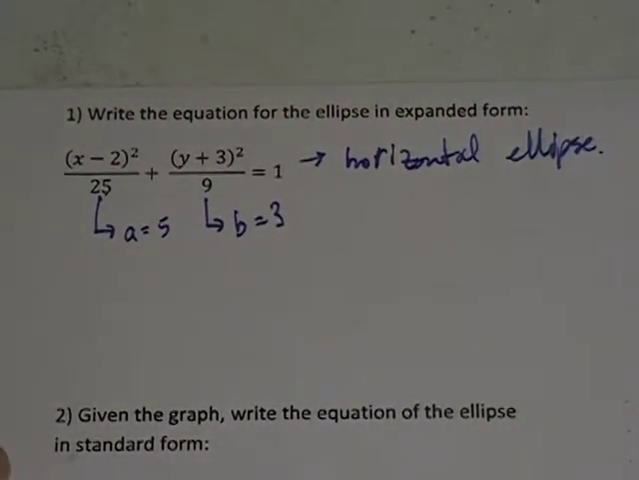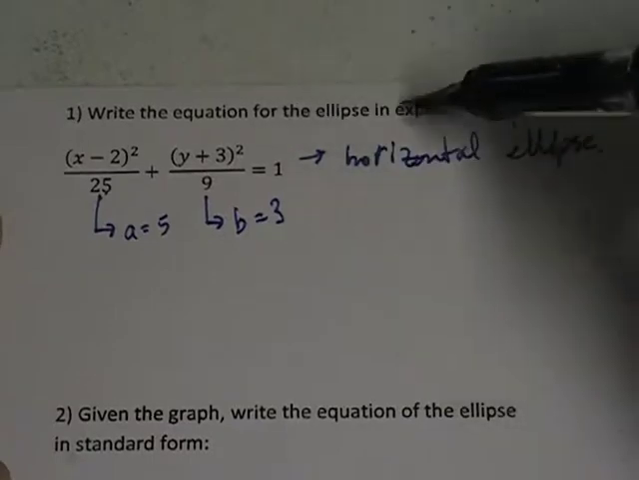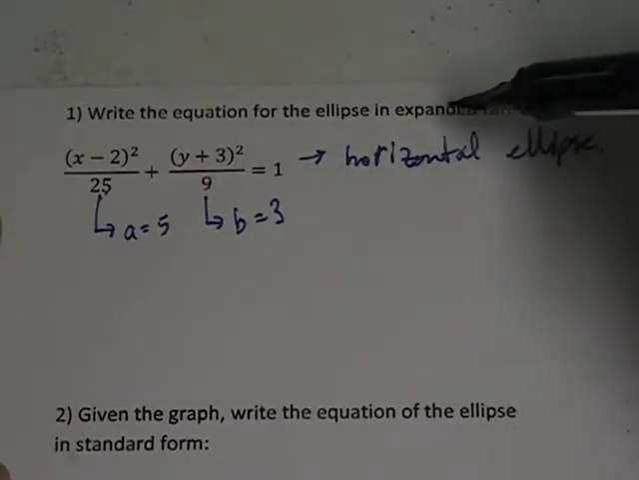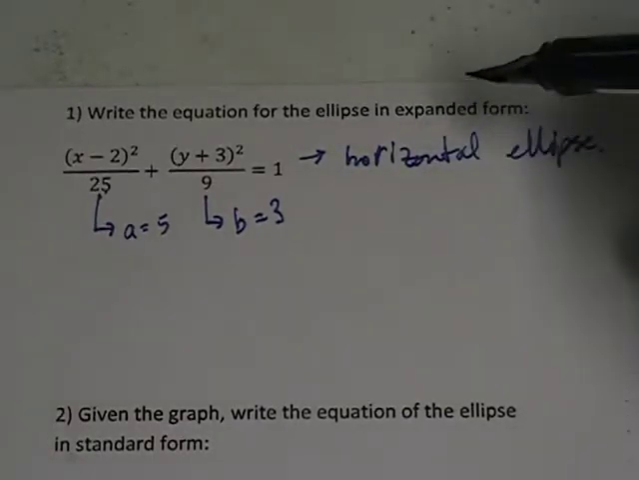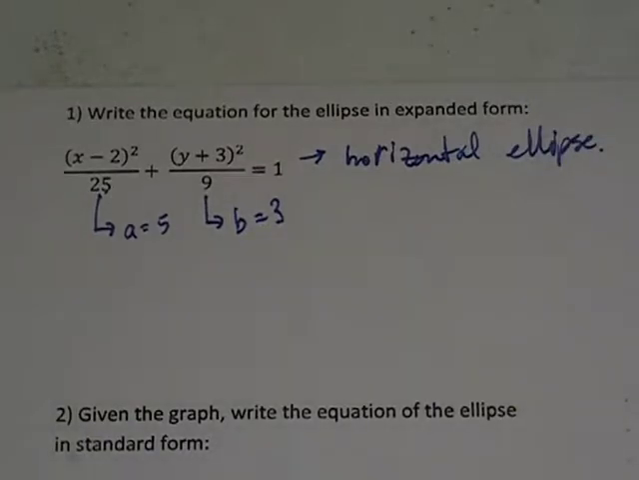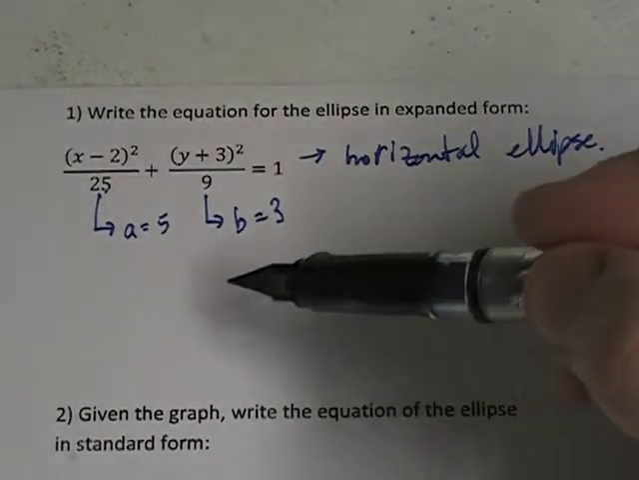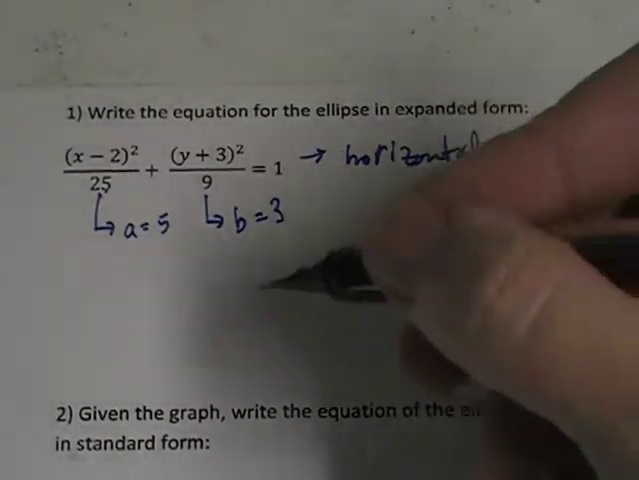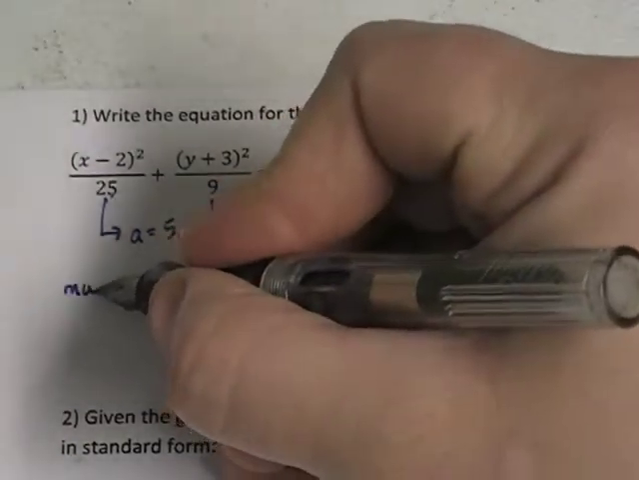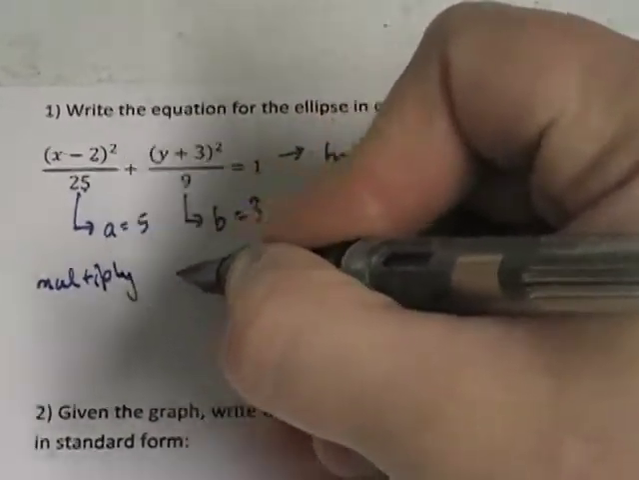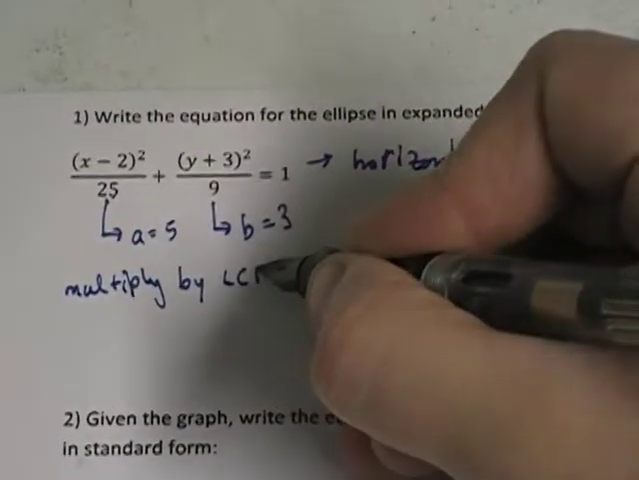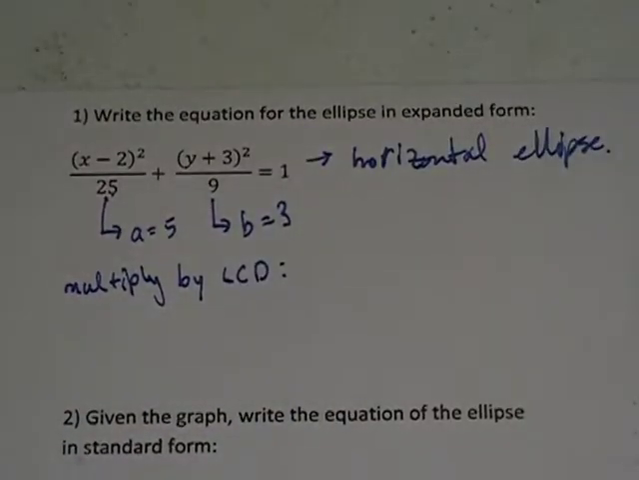Okay? So how would we turn this equation for an ellipse in center form into an equation in standard form? And the answer is, just like a circle, just like anything else, we want x squared plus so many x plus y squared plus so many y's. So the first thing we're going to do is multiply by the LCD. Okay, multiply by the LCD.